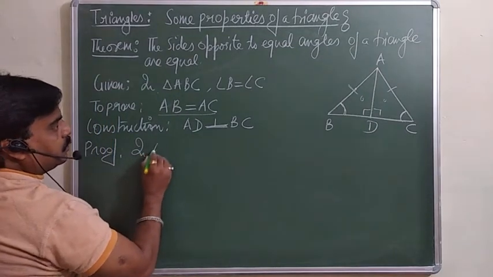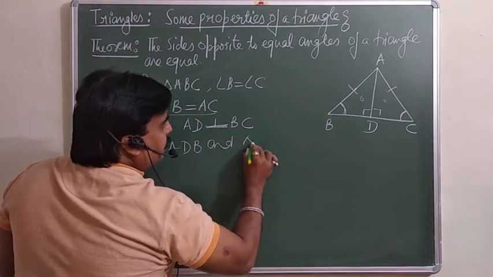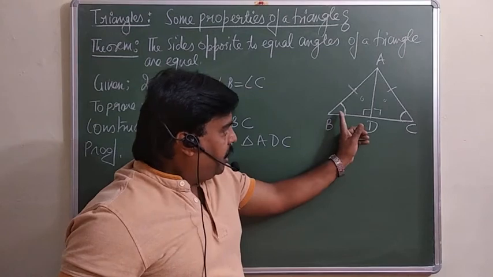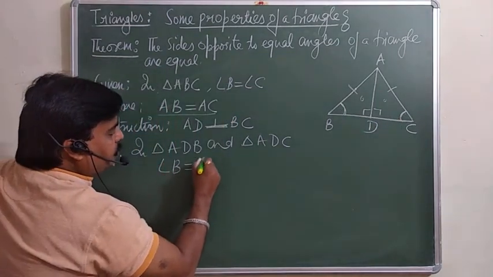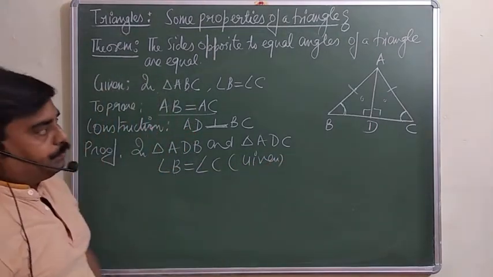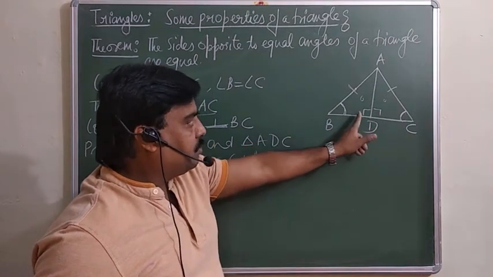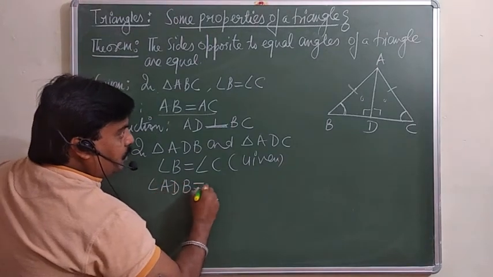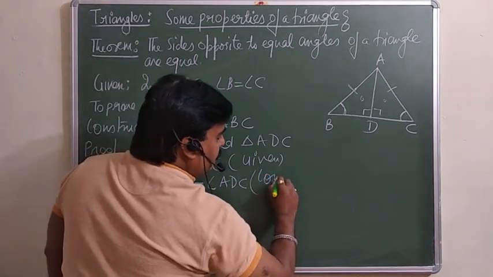See, in triangle ADB and triangle ADC, in these two triangles, angle B is equal to angle C is already given. Angle B is equal to angle C. This is already given to us. This is 90-90. What did we do this in? In the construction. We are doing it in the construction. So angle ADB is equal to angle ADC here. This we are doing in the construction.